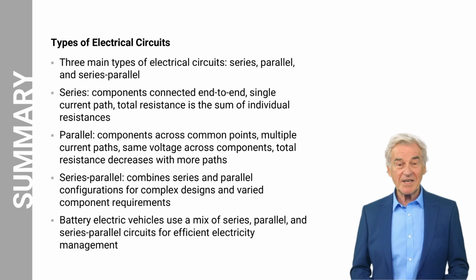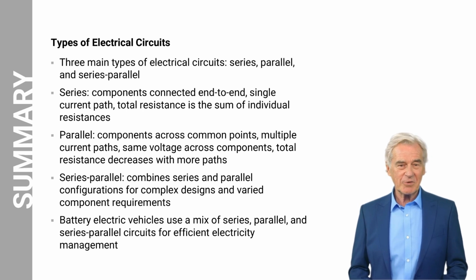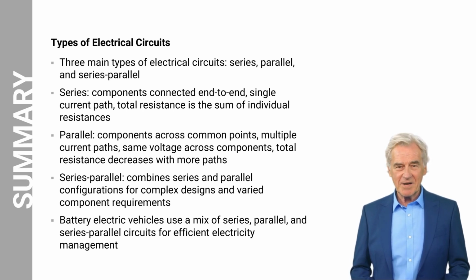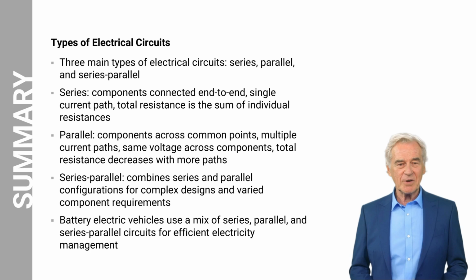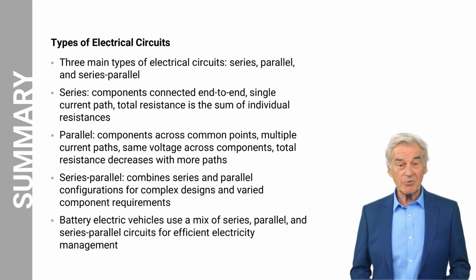Let us now summarize what we have learned in this lesson. Electrical circuits can be categorized into three main types: series, parallel, and series parallel. In a series circuit, components are connected end-to-end, forming a single path for current. The same current flows through all components, and the total resistance is the sum of individual resistances. Parallel circuits have components connected across common points, forming multiple paths for current. The voltage is the same across each component, and the total resistance decreases as more paths are added.